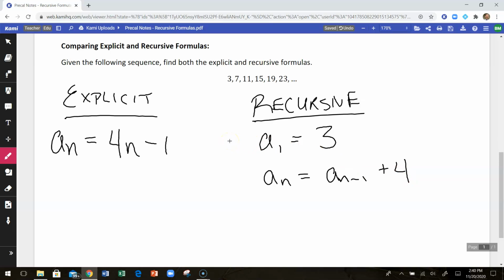So some sequences we can write both formulas for, and you may have a choice sometimes. However, sometimes you may have to stick with just one because the other one is nearly impossible to do. So being able to look at a sequence both explicitly and recursively is a very good skill to have.